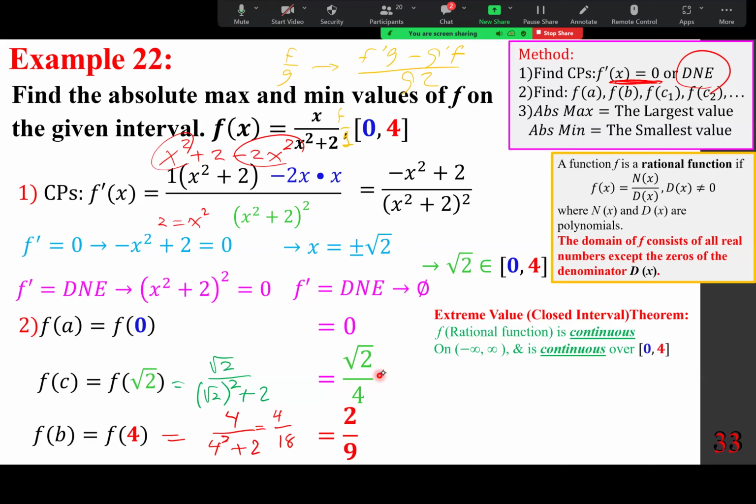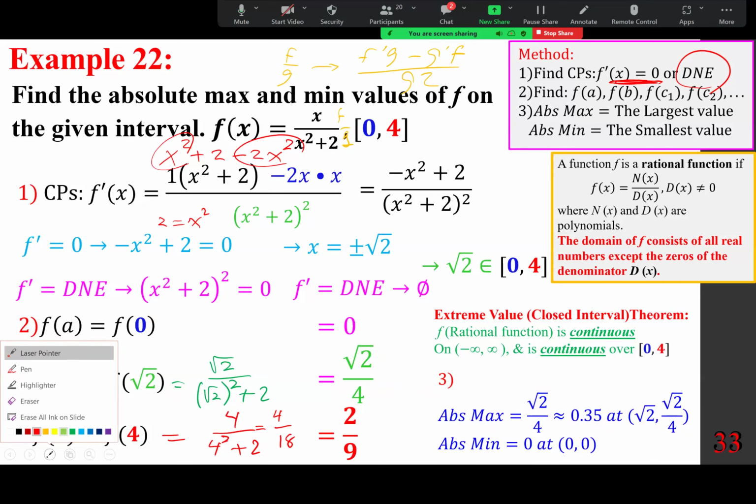So this is the absolute max. This is the absolute min. Here's how we do the writing. Absolute max is the square root of 2 over 4, or about 0.35, at the pair square root of 2 and square root of 2 over 4. Absolute min is 0 at 0, 0. Okay. By the way, just make sure everybody remembers that.